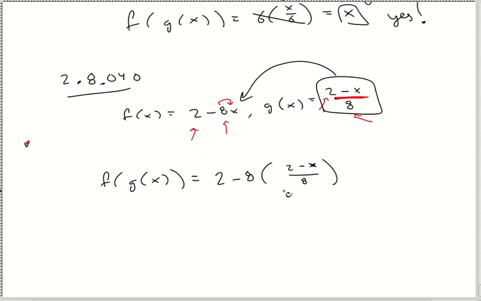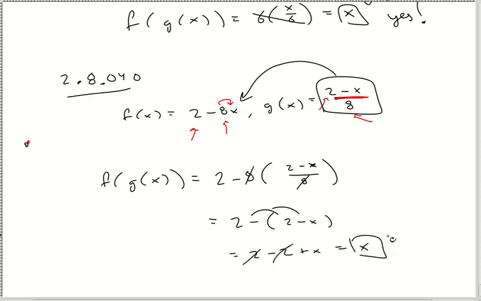Okay. Well, can I start simplifying it? Like, well, actually these 8s will cancel. Distribute your minus sign. Two negatives make a positive. These guys cancel. Look, we got just x. So yes, they are inverses. And you would just say yes.